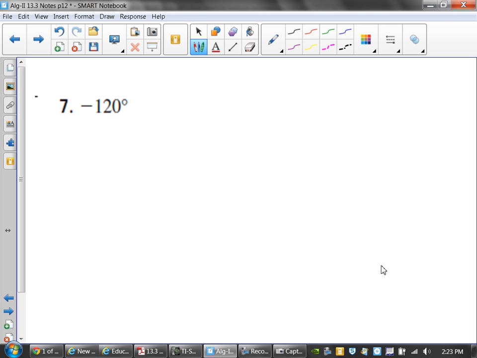Negative, so just 120. If I'm at negative 120 when I go to draw my angle, that means I have to go the other direction. Everybody knows that, right? We've done this before? Yeah, we've drawn negative angles. Well, we haven't actually. They basically just go the other way. All it is is go the other direction.